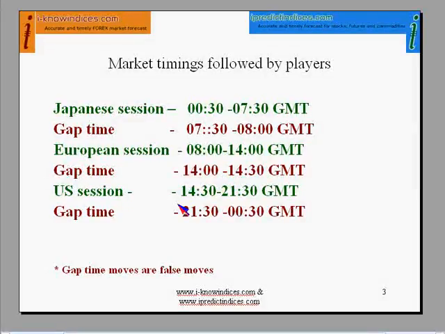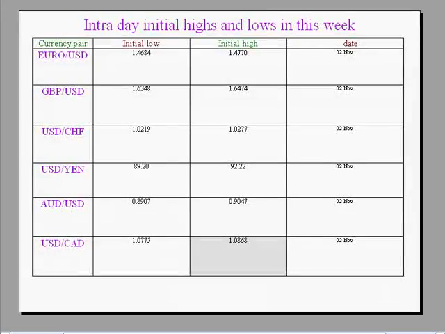And if they drop during the gap time, you can understand that during the US session they intend to rise, at least for the first 30 minutes. So with regard to the highs and the lows set here, the low in the case of Euro is 1.4684. Many people will be thinking that this is revisited, it's a double bottom formation, and subsequently there could be a rise and things like that.